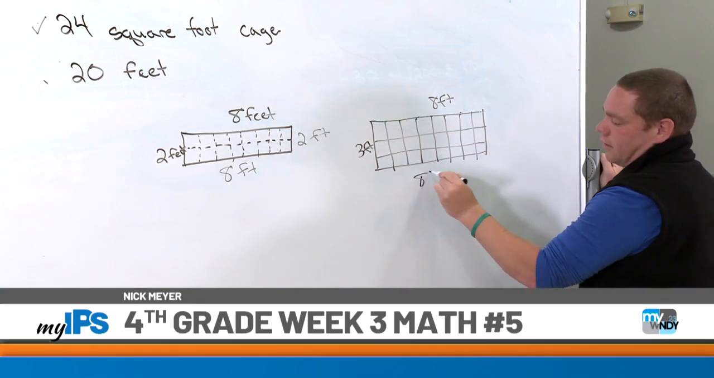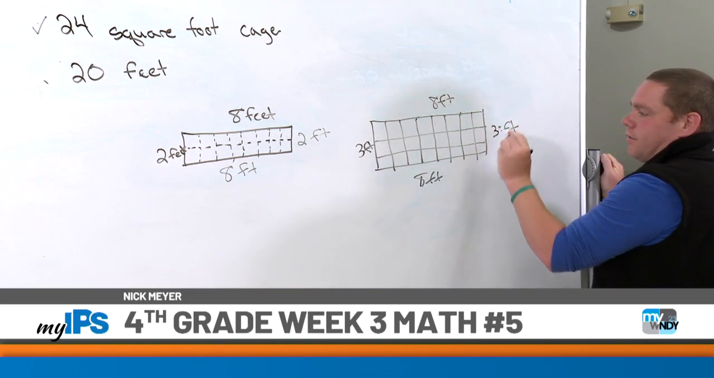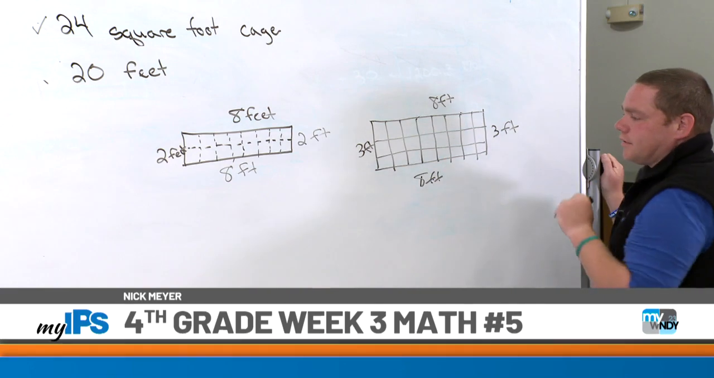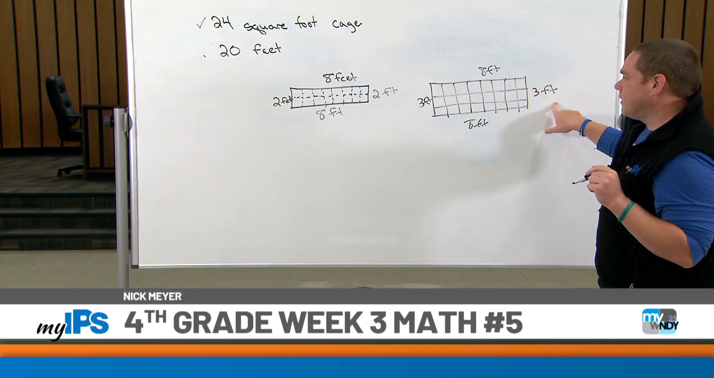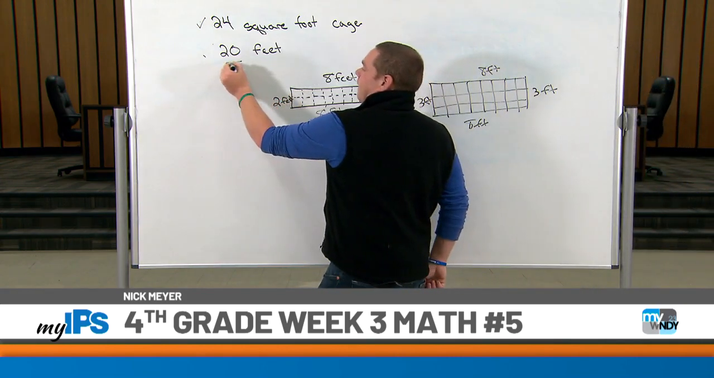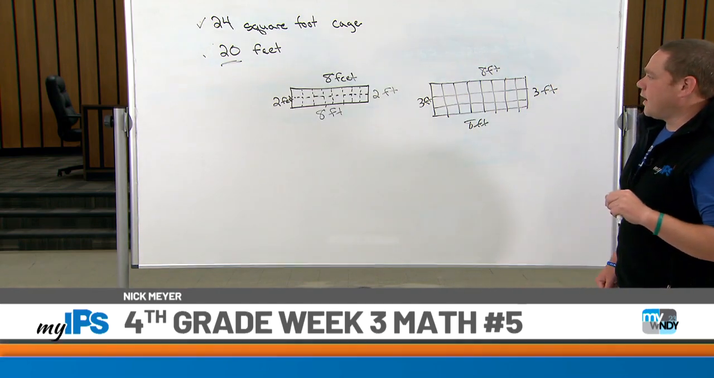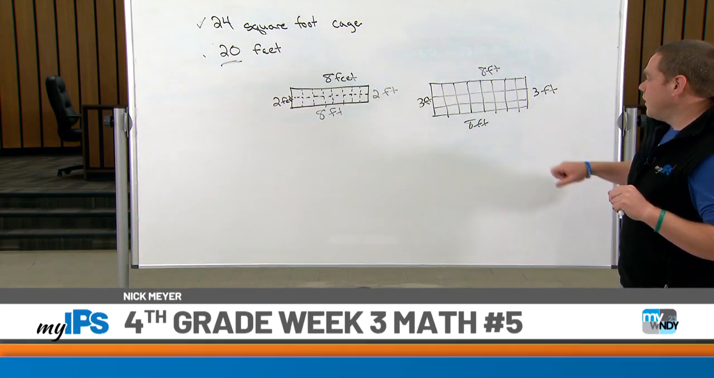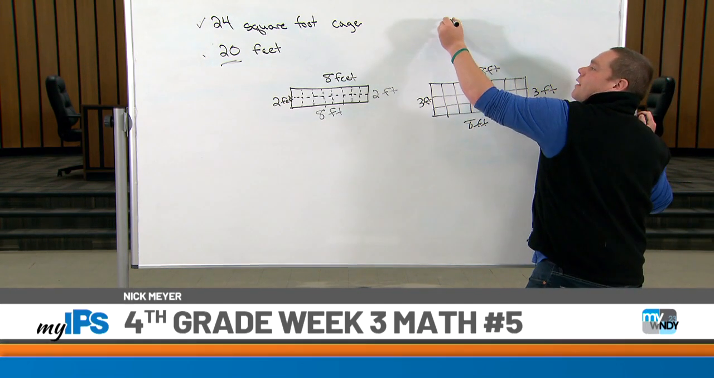From there to there, there's 8 units or 8 feet and 3 feet. 8 plus 8 and 3 plus 3, 16 plus 6, that's too big. That's 22 feet. So that didn't work out. How else could I make an area of 24? What two numbers, what factors can I put together?